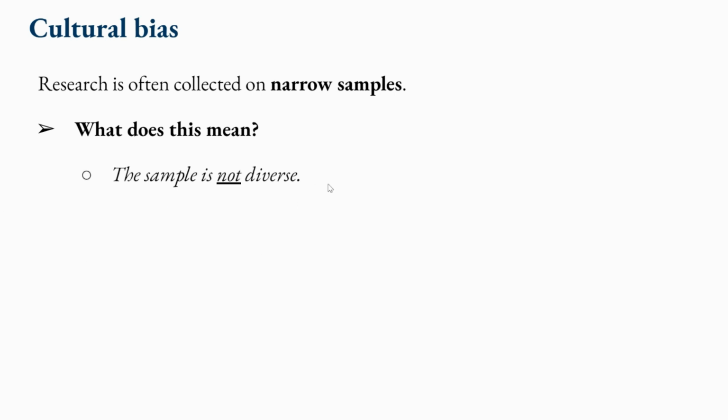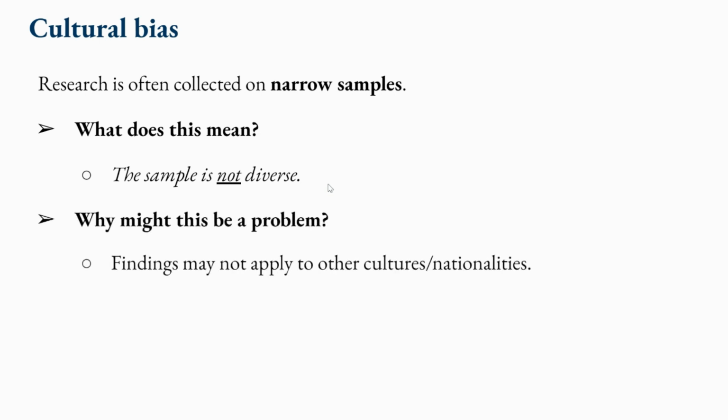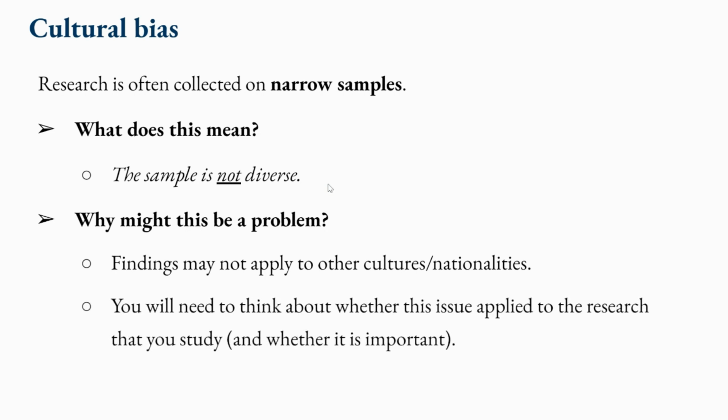So you could have 10,000 white 20-year-old males from London. That's quite a big sample, but it's very narrow. So it may not apply to 50-year-old women in Kenya. That's an extreme example of cultural bias. It's a problem because it doesn't necessarily apply. So it's not as generalizable. So within each study, you should consider whether this is a factor.